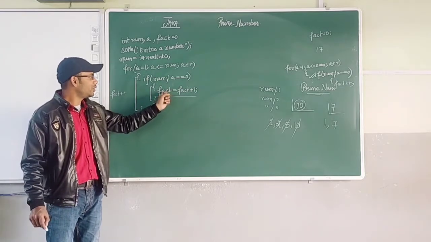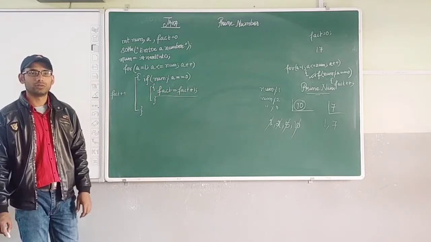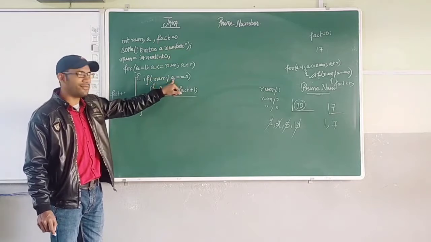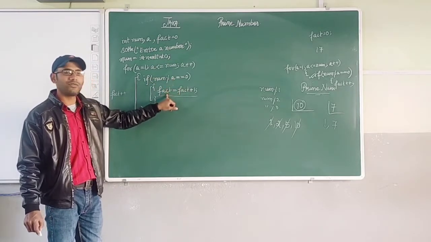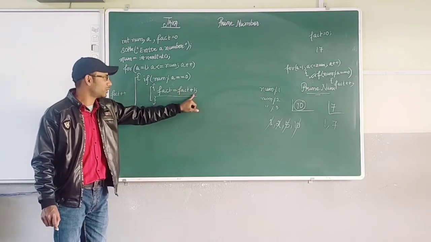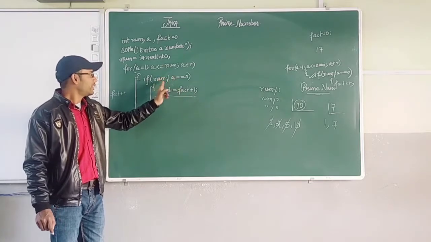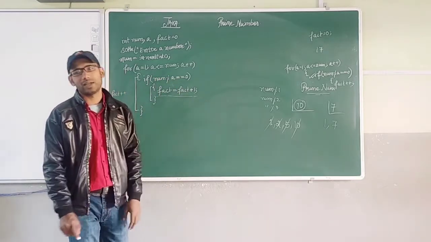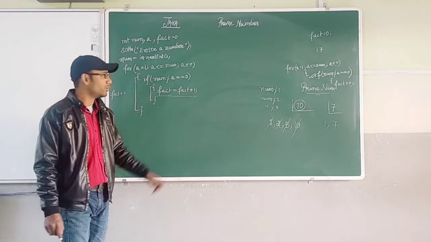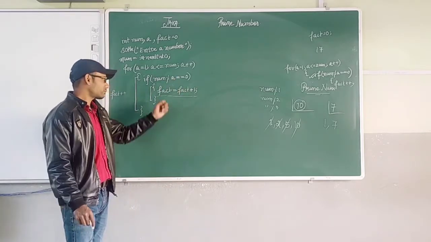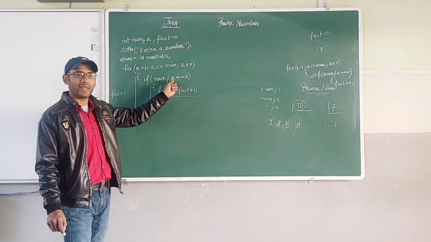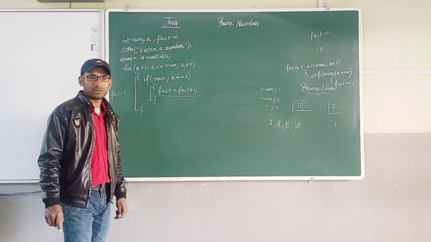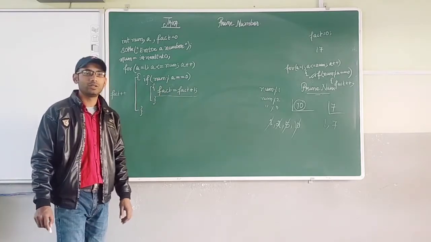Therefore, what will the value of fact become? 2. Initially it is 0. As soon as the value of a is 1, the value of fact will be fact plus 1, that means 0 plus 1, 1. Then it will divide with 2, 3, 4, and it will not satisfy, like that up to 16, and at the end with 17. When the value of a will be 17, this condition will satisfy, fact is equal to fact plus 1. Then the value of fact will be 2.